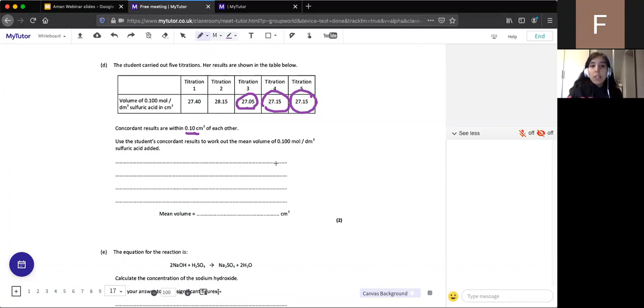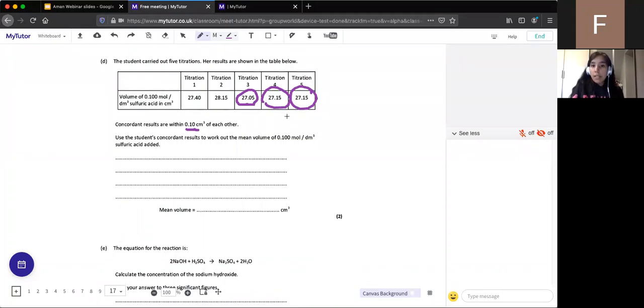Well done. So then how do we work out the mean volume? Does anyone remember? If we've got 3 concordant results, what do we do to calculate the mean volume? It's just like in maths, to calculate the mean of some numbers. How do we do that? So we've got 3 volumes, and we want the mean volume. What do we do? Add up the 3 and divide by 3. Excellent. So we add them all up. So if you do 27.15 plus 27.15 plus 27.05, we then divide by 3 because there are 3 answers. You should get an answer. So does anyone have an answer for that then?